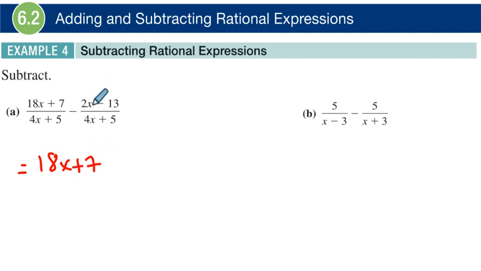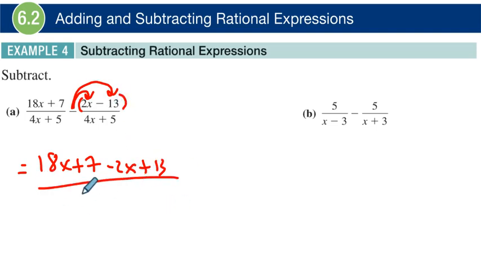Now check this out though. There is this little trickiness here. We are subtracting the whole thing, 2x minus 13. So we're subtracting both of these. So when you do this, this is going to become a negative 2x and a positive 13. See that? So it's almost like you distribute this negative sign. It goes from a positive 2x to a negative 2x and a negative 13 to a positive 13. Okay, and that's all over our common denominator of 4x plus 5.